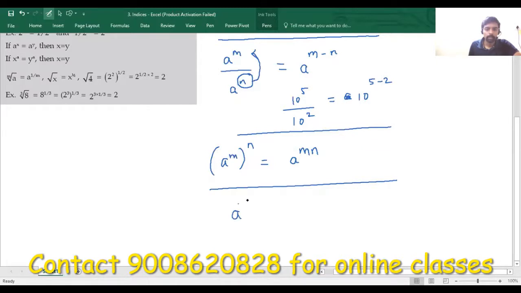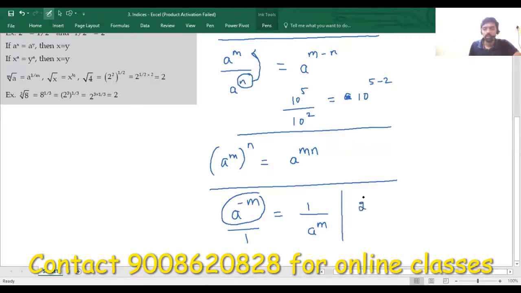A to the power minus m can be written as 1 upon a to the power plus m. If the exponent is negative, we can write it like this, 1 upon a to the power m. Earlier, a power minus m was in the numerator, right? Now if you send a power minus m to the denominator, the sign will change. So if the exponent is negative, we can do this. If we send this to the denominator or numerator, then the sign will change.